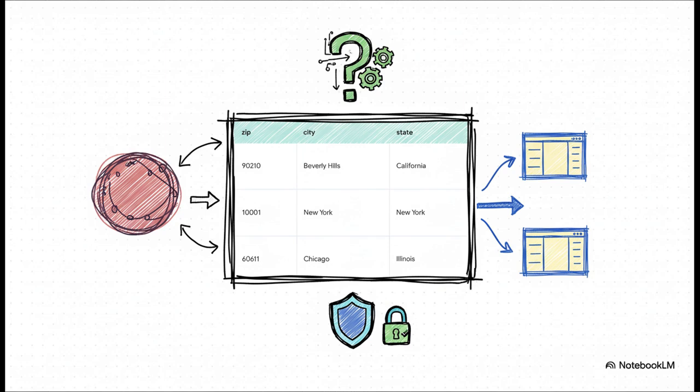You see this stuff all around you in the real world. Think about a mailing address. If I tell you the zip code is 90210, you instantly know the city is Beverly Hills and the state is California. Every single time. That's a perfect functional dependency. Zip code determines city and state.